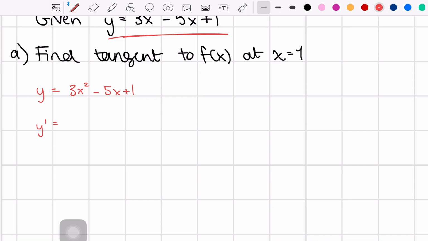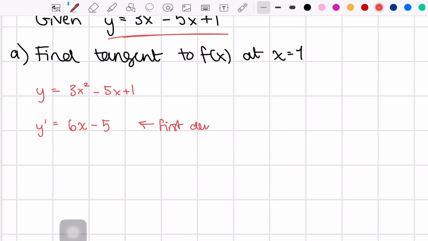So this is where we're finding the derivative right now. 2 times 3 is 6x, 2 minus 1 is 1. Minus 5x to the power of 1 minus 1 is 0, and the 1 will go away. So this is our first derivative.